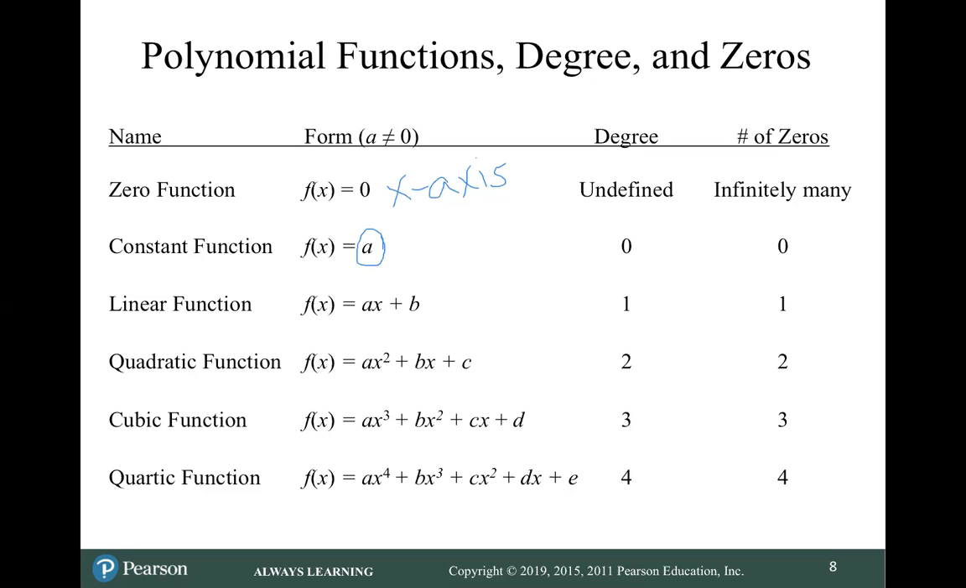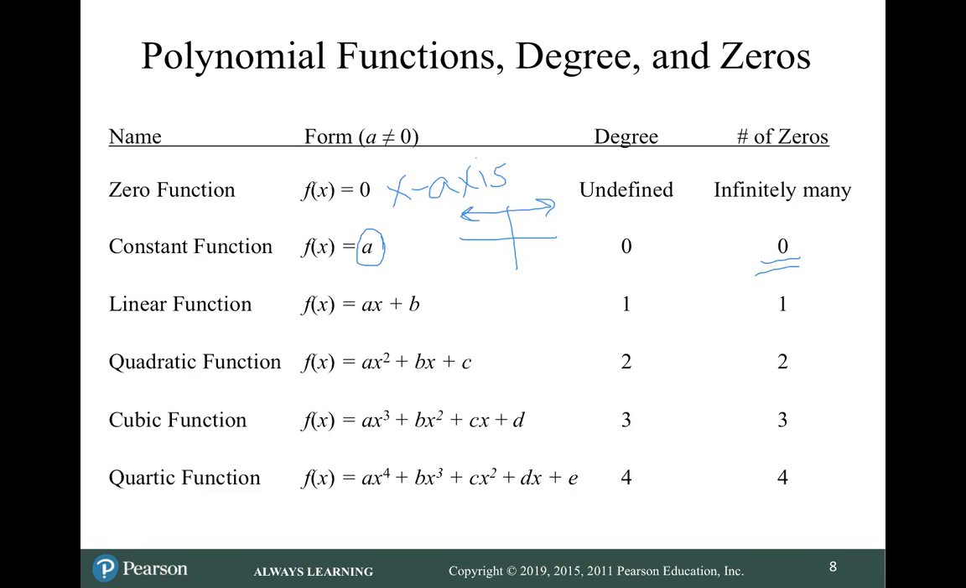Our slope is not changing. And so if I have a degree of 0, that means I am a constant function that's just a horizontal line. And that means I will have no x-intercepts. If I have a horizontal line, it will never cross the x-axis. So it has 0 zeros. No solutions, no x-intercepts.